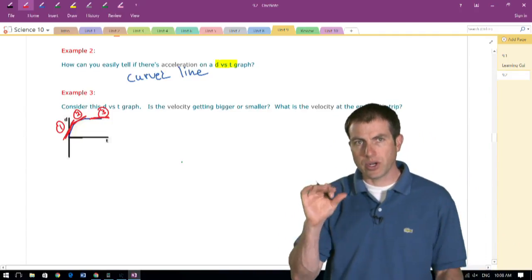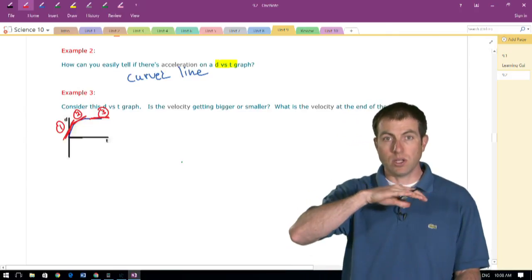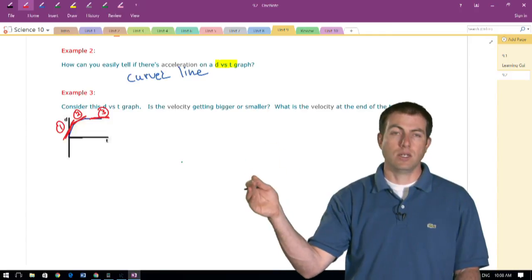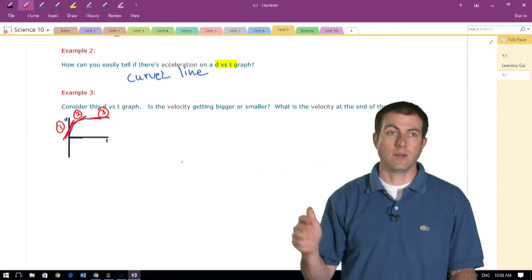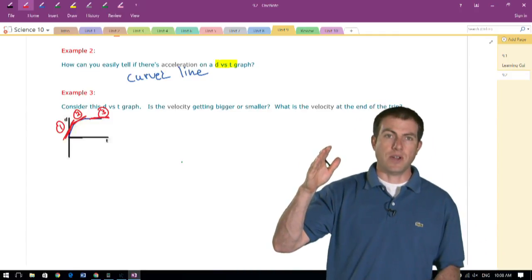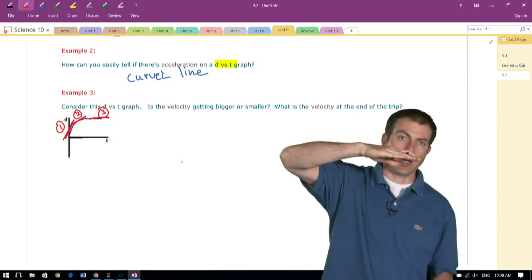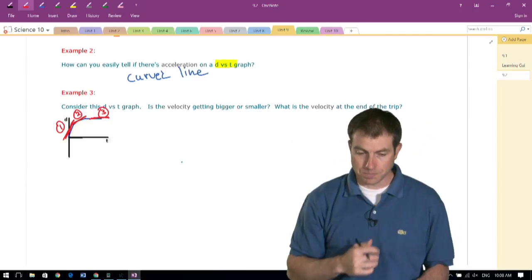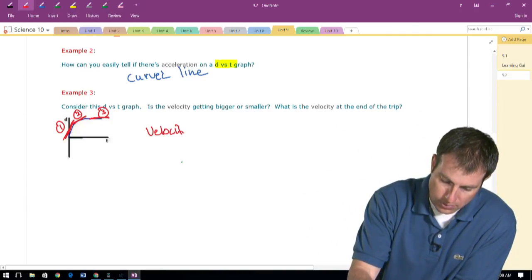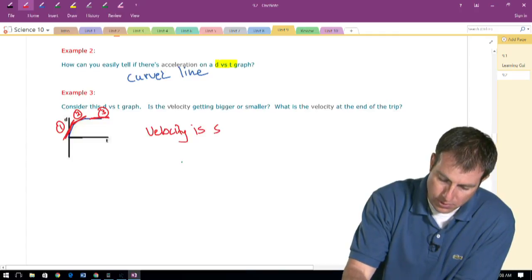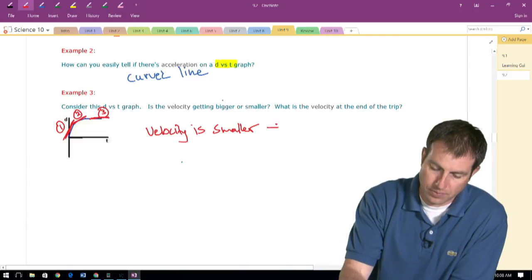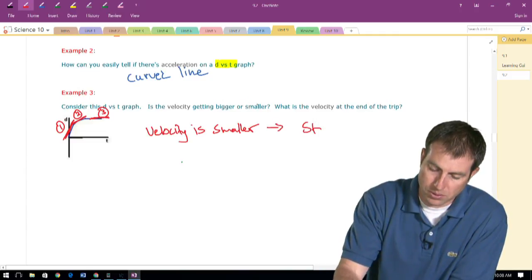If we took that third portion of the graph, it's completely horizontal, so it's stopped moving. The position is staying the same. Time ticks on, the position isn't changing. So you have a steep slope, which is going fast, slowing down a little bit more, and then coming to a complete stop. So the velocity is getting smaller. And at the end of the trip, it stops.